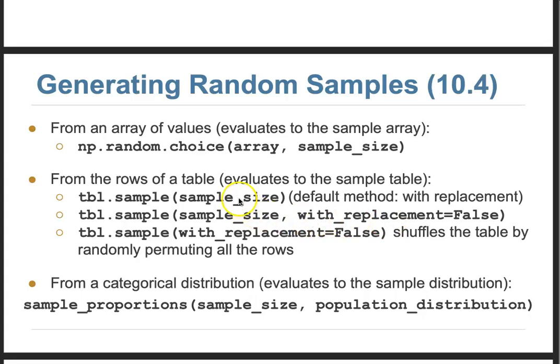Also here, you can specify your sample size. Remember, we also showed you the simulation where each simulation is just another random sample. If you don't specify the sample size, it just uses the same size as your original table. Then you just need to say with replacement or without replacement. If with_replacement is equal to False, it basically just shuffles the table by random permutation of all the rows. Okay, so that's about the random sample.